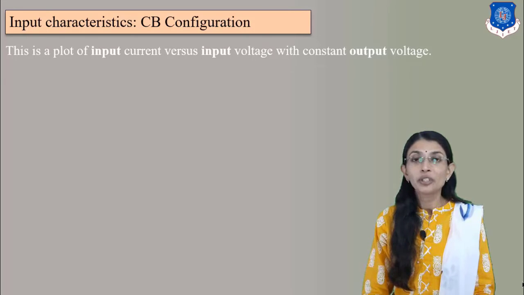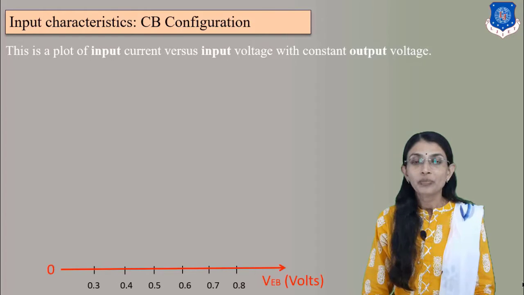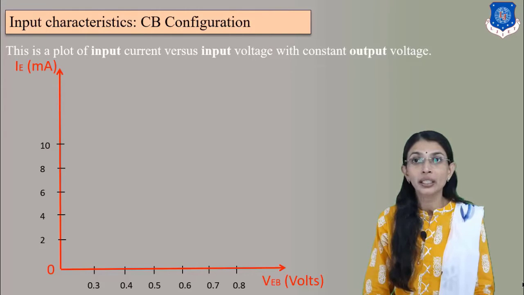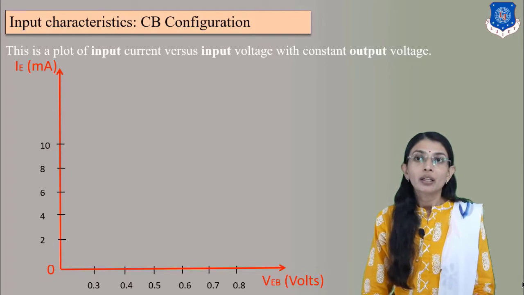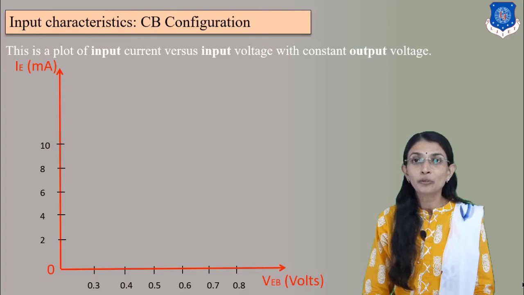So first of all, we will draw the x-axis, that is input voltage, known as VEB. It is measured in volts. Now draw the y-axis, that is input current. And here for common base configuration, what is the input current? That is IE. IE is measured in milliampere. This is the graph of input voltage versus input current, so it is known as input characteristic.